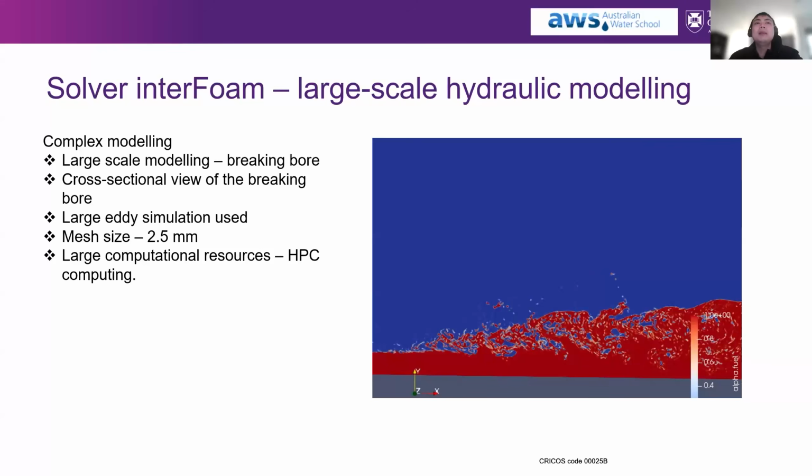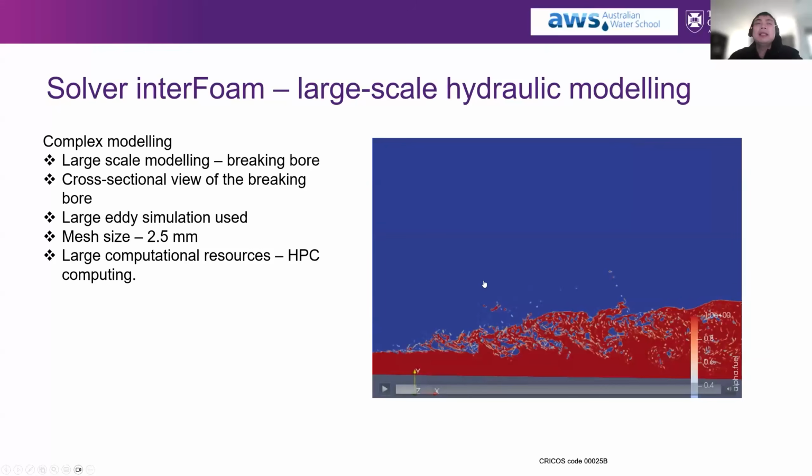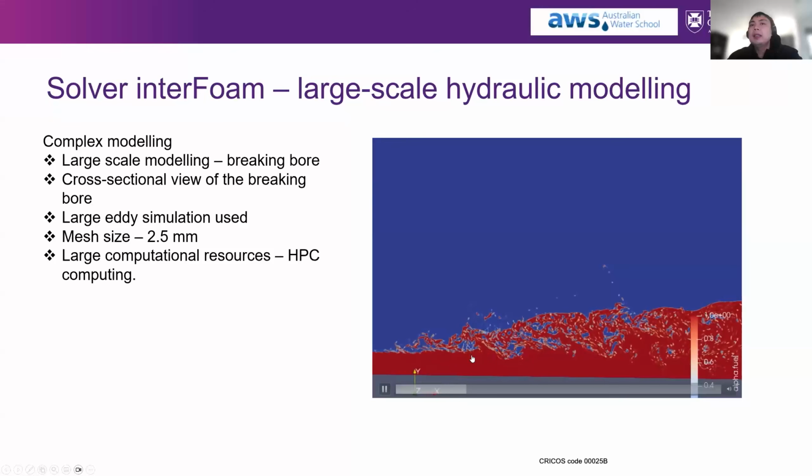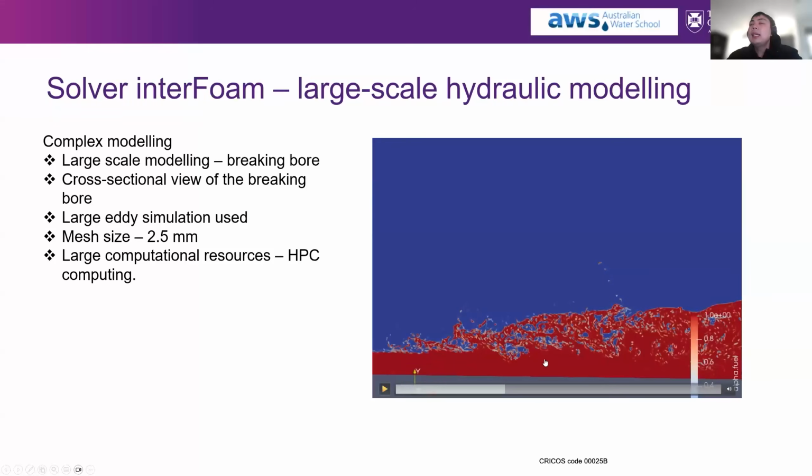HPC means high performance computer, or high performance cluster. This is a video of a breaking wave. If you don't know what a breaking wave is, you can just imagine it's a hydraulic jump in motion. With large eddy simulation, you can see this cross-section view in the video, so the CFD can capture the air pockets in the flow.